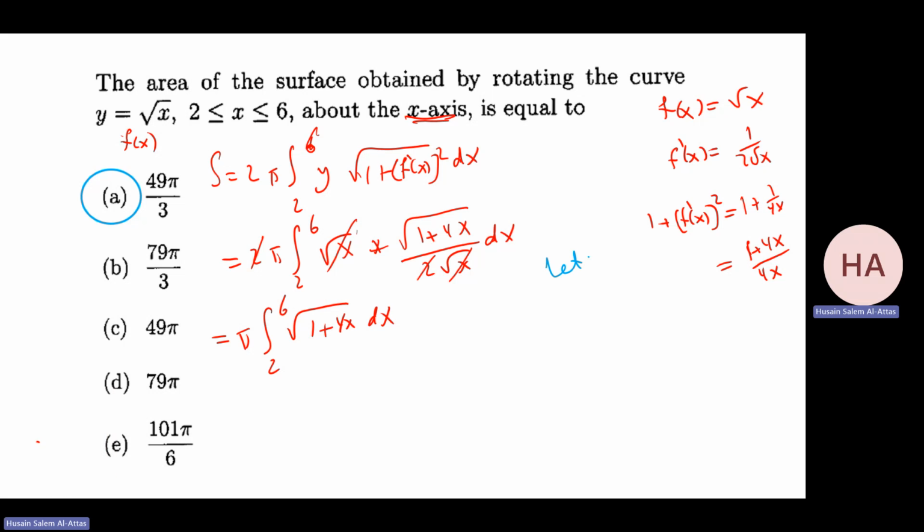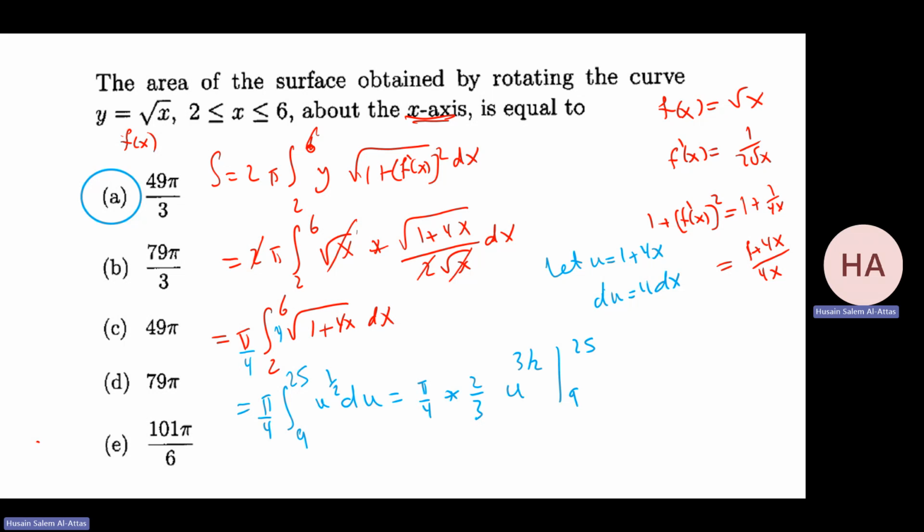So I let u equal 1 plus 4x, du will be 4 dx. So I need 4 over 4. So I have pi over 4, integral from where to where? From 9 to 25, u to the power half du. That will be pi over 4 times 2 over 3, u to the power 3 over 2 from 9 to 25. So I have what? Pi over 6 times what?